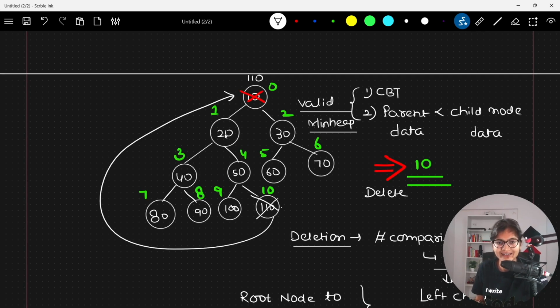So 110 will get compared with 20 and 30. 20 is minimum, swap will happen. So 110 will come here, 20 will go here. Again 110 will get compared with 40 and 50. Which value is minimum? 40 is minimum. So 40 will go above and 110 will go here. Again 110 will get compared with 80 and 90. Which is minimum? 80 is minimum. So 80 will go here and 110 will go here.